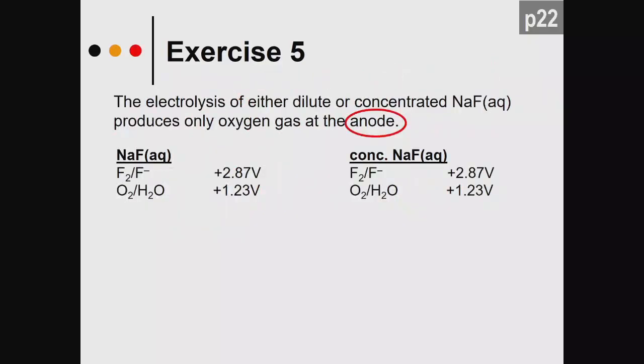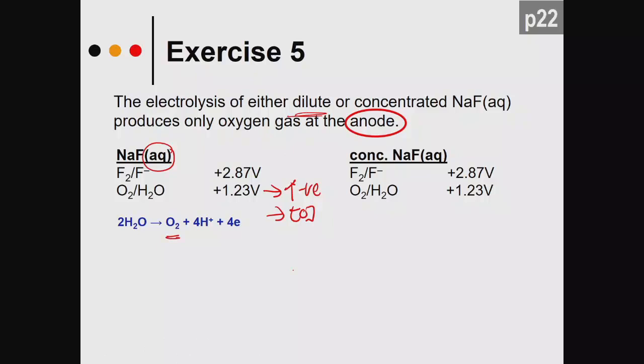Now, these are the half equations that we choose, whether we are using aqueous sodium fluoride or concentrated sodium fluoride. Similarly, when it's aqueous solution, I just need to consider the E naught value. The E naught value here tells you that 1.23 is the more negative one. Therefore, oxidation is favored. So it will be water being oxidized to oxygen. So I've explained that in dilute solution, oxygen is produced.